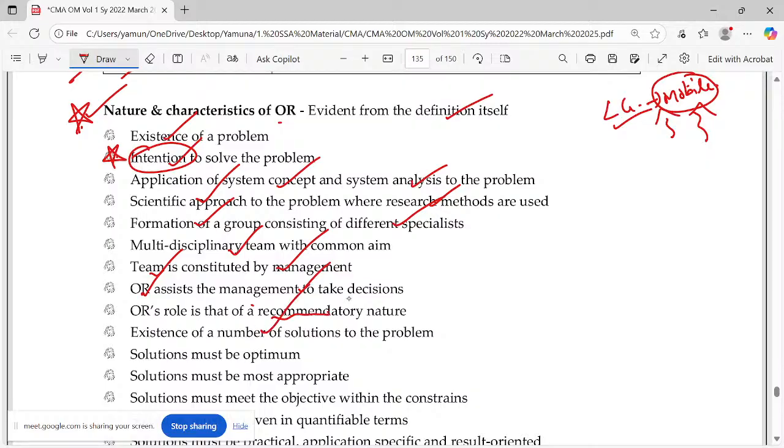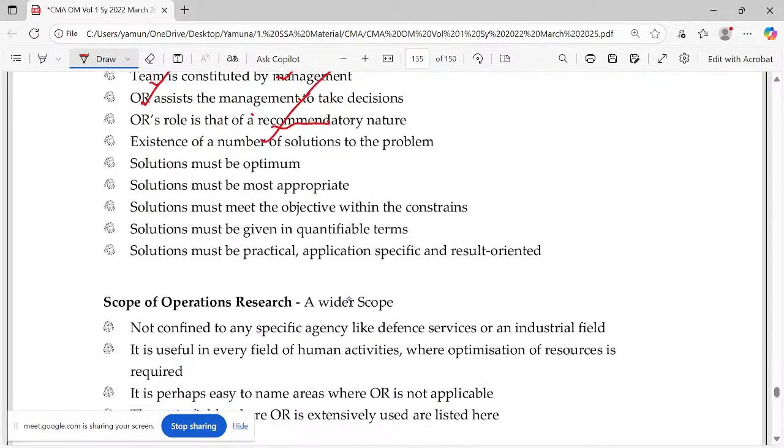There may be a number of problems existing, but you're choosing which one is the optimum one, the most appropriate one, so that it meets the objective along with the constraints in quantifiable terms. And yes, please highlight the last point also. It has to be practical, application specific, and result oriented. Not something done just to waste time.